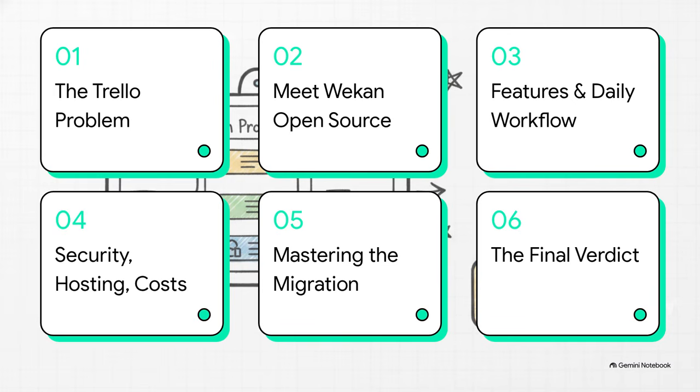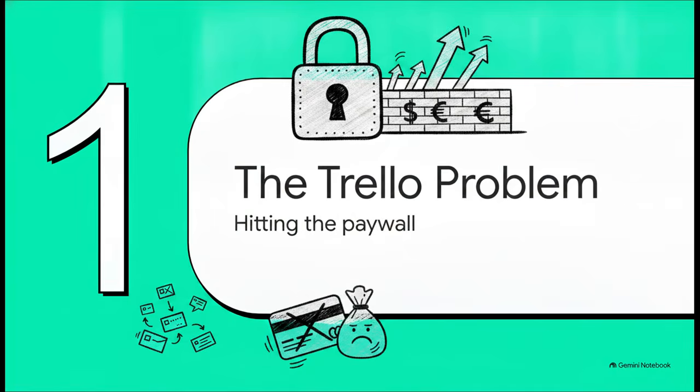First, the Trello transition problem. Second, meet Wekan open source. Third, features and daily workflow. Fourth, security, hosting, and costs. Fifth, mastering the migration. And finally, the final verdict. Okay, let's dive into this.